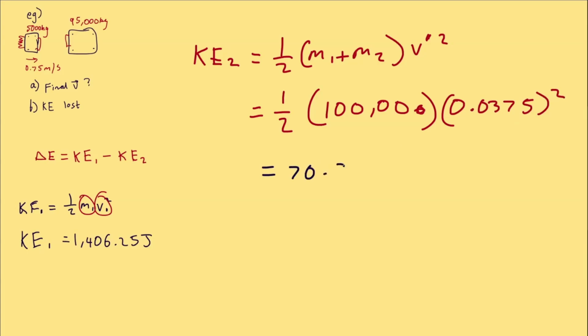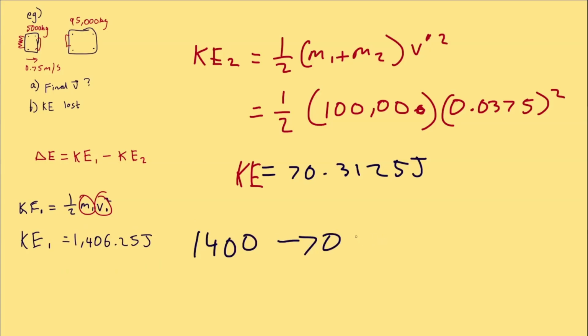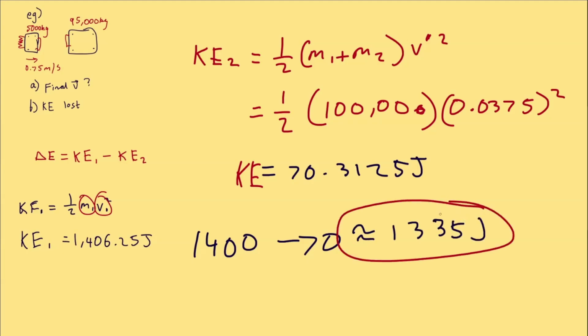This gives you 70.3125 joules of energy after the collision. That's a lot less kinetic energy than there was at the start. 1,400 minus 70, and there's roughly 1,335 joules of kinetic energy lost during the docking process, which is why it slows down so much.